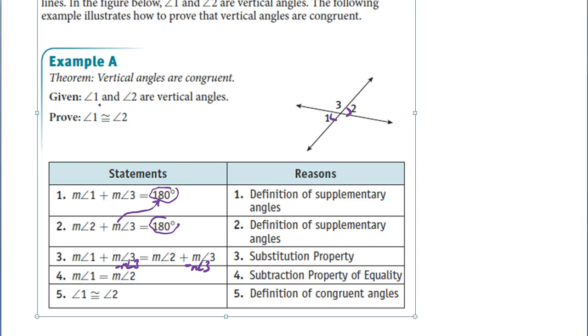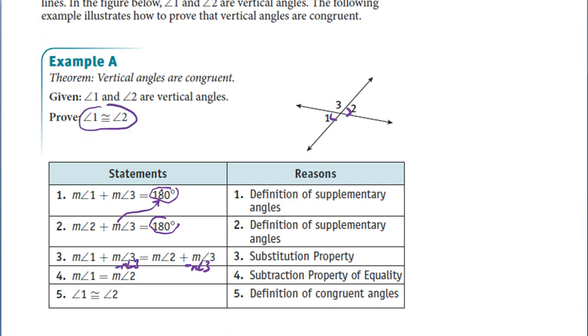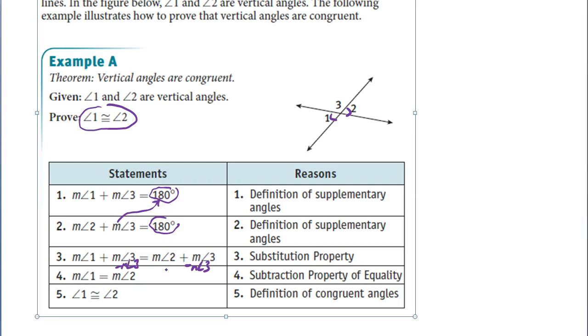In this example, we had a given situation, this drawing and these angles being in vertical positions, and we were trying to prove this conclusion. And we were able to do that by moving step by step.